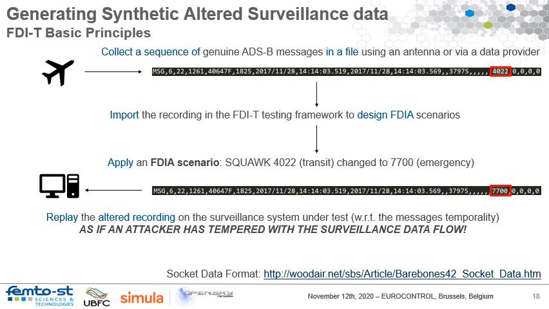It also works seamlessly on AIS. So here we're going to present it on the ADS-B protocol, but it's just so that it's easier to understand. So we did this to simulate FDIAs, but only using the data, whether ADS-B or AIS. This means that we collect a sequence of genuine ADS-B messages in a file using an antenna or a data provider like OpenSky. Then we import it into the FDIT testing framework to design FDIA scenarios. We apply then a scenario like the squawk changing to transit to emergency, and then we replay the altered recording on the surveillance system under test, as if an attacker has tampered with the surveillance data flow.